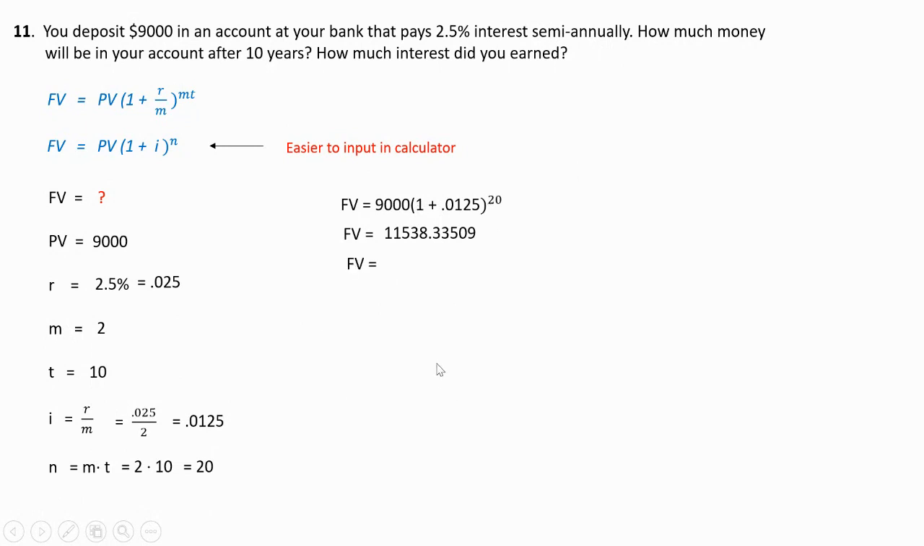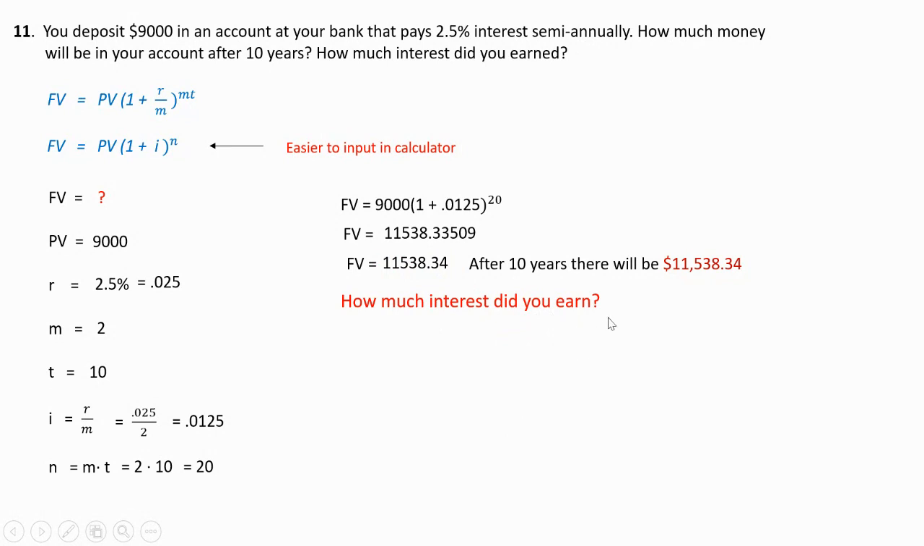So that's my answer. But most of the time, they want you to round off to the nearest penny. So these are my pennies, these are my dimes. If the digit in the thousands place is 5 or more, you add 1 to the place before it. So it's going to be $11,538.34.